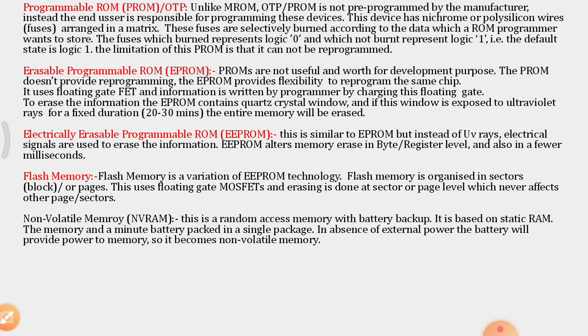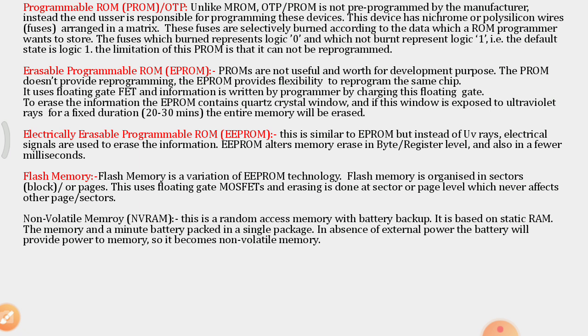Next, the development is flash program or flash memory. A flash memory is a variation of EEPROM technology only. The flash memory is organized in sectors and pages. So this also uses floating gate MOSFETs, and erasing is done at the sector or page level, which never affects other pages or other sectors. It is also similar to EEPROM, but the erasing option is quite different.